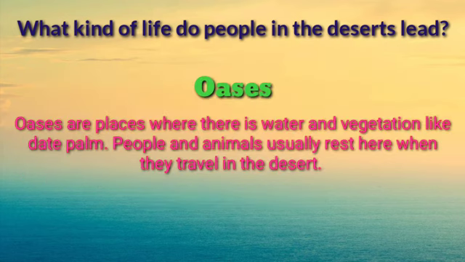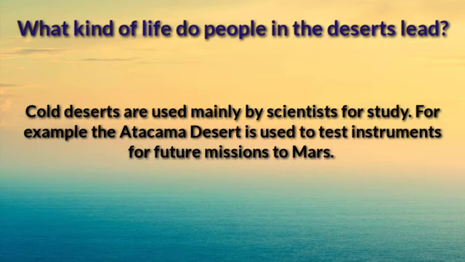What are called oases? Oases are places where there is water and vegetation like date palm. People and animals usually rest here when they travel in the desert. Cold deserts are used mainly by scientists for study. For example, the Atacama Desert is used to test instruments for future missions to Mars.